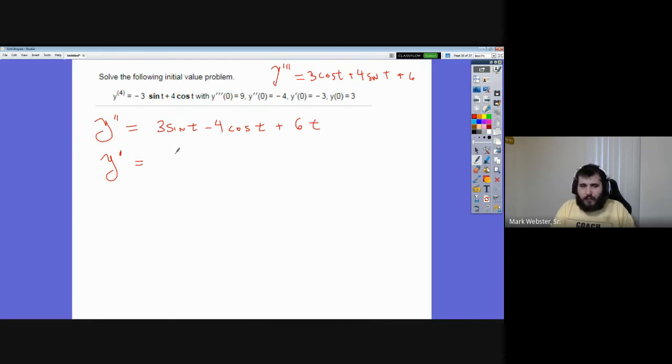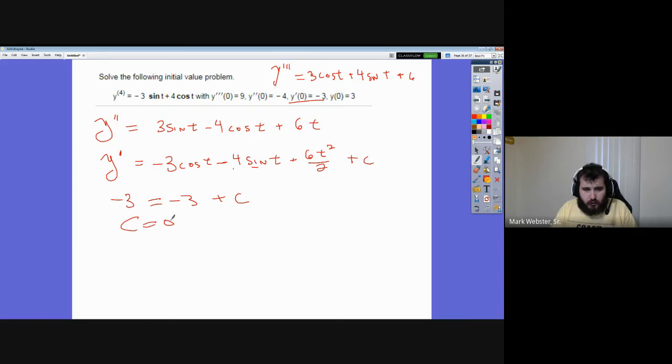Let's integrate sine and we get negative cosine. Let's integrate cosine, we get sine. So this is, let's integrate 6t. That gives us 6t squared over 2 plus c. Let's use our initial condition. Y prime of 0 equals negative 3. So negative 3 equals negative 3. This is 0. That's going to be 0. So again, C equals 0.